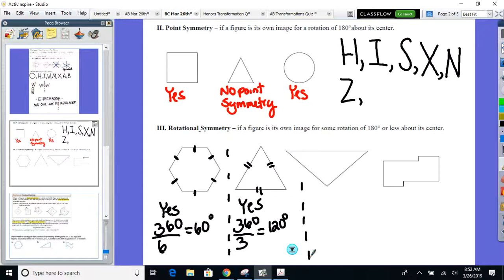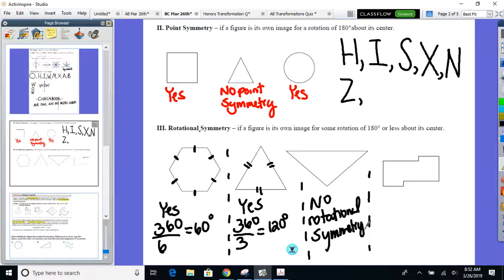Okay, this is not an equilateral triangle. Could I rotate this less than 180 and get this figure back? No, this does not have rotational symmetry. I do not want you to get in the habit that it has to be regular.